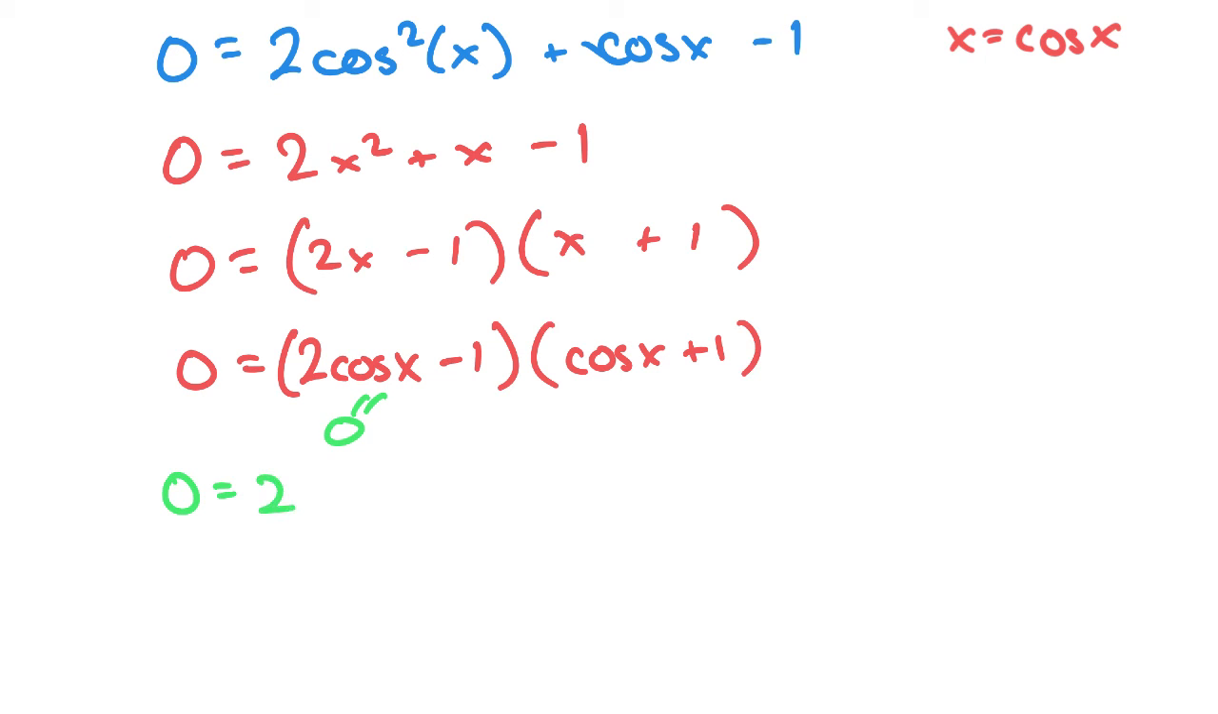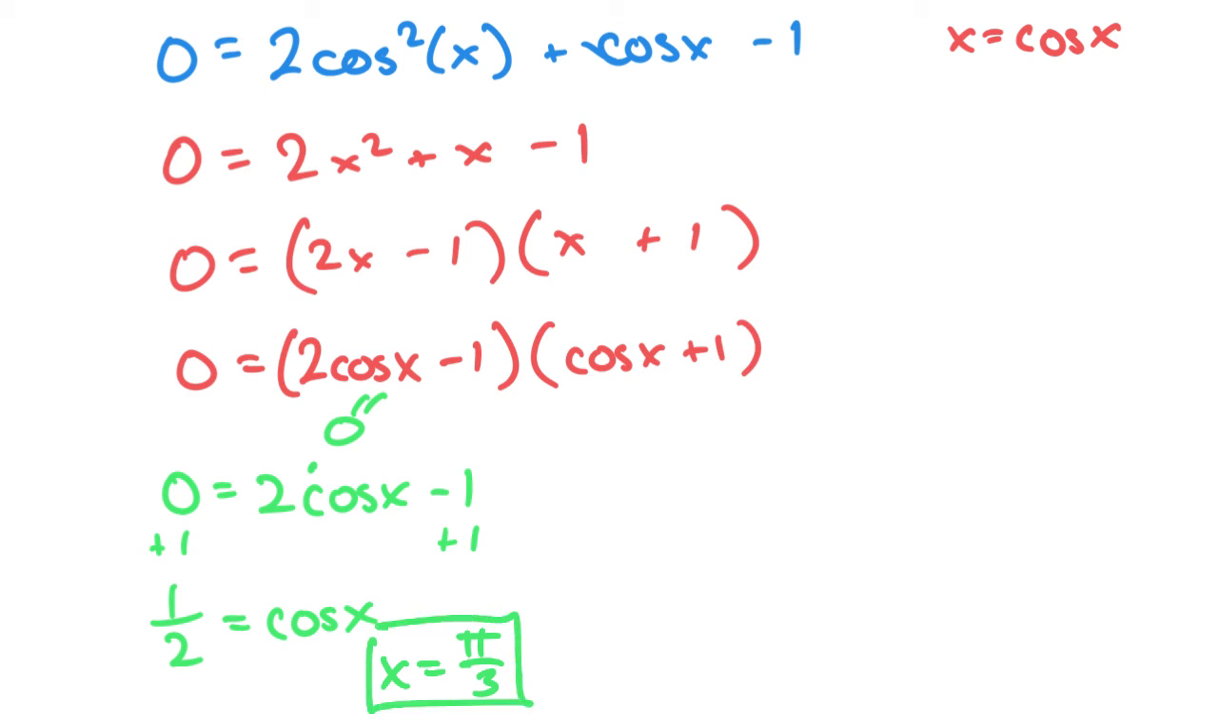So 0 equals 2 cosine of x minus 1. So let's add 1 to the other side. And then we're going to divide by 2. So you get 1/2 is equal to the cosine of x. Well, on that interval from 0 to pi, the only place that I can get for x where it's going to be equal to 1/2 is pi over 3.